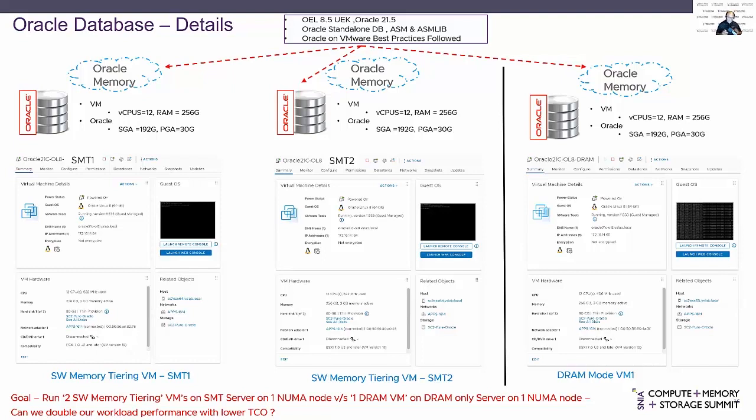And the ask of today is to see, can we double our workload performance with lower TCO? Are we able to double it? Are we able to get lower TCO? Of course, by adding the tier 2 memory, we have larger capacity for much lower cost than the DRAM on the software memory tiering server. So that's the goal for today: to run two such virtual machines to see if we can double our workload performance with lower TCO.